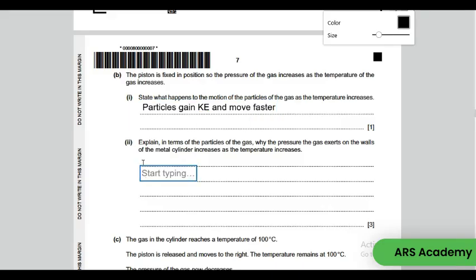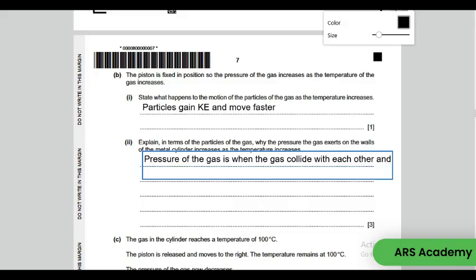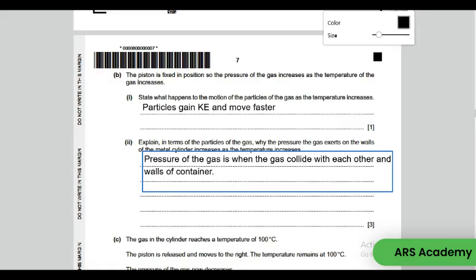Okay, Roman 2. Explain in terms of the particles of the gas why the pressure the gas exerts on the walls of the metal container increases as the temperature increases. So the pressure of the gas is force per unit area exerted when the particles collide with the walls of the container and when they collide with each other. When the particles gain kinetic energy, the particles collide with each other and the walls more often and they exert greater force. Therefore, the pressure of the gas increases.